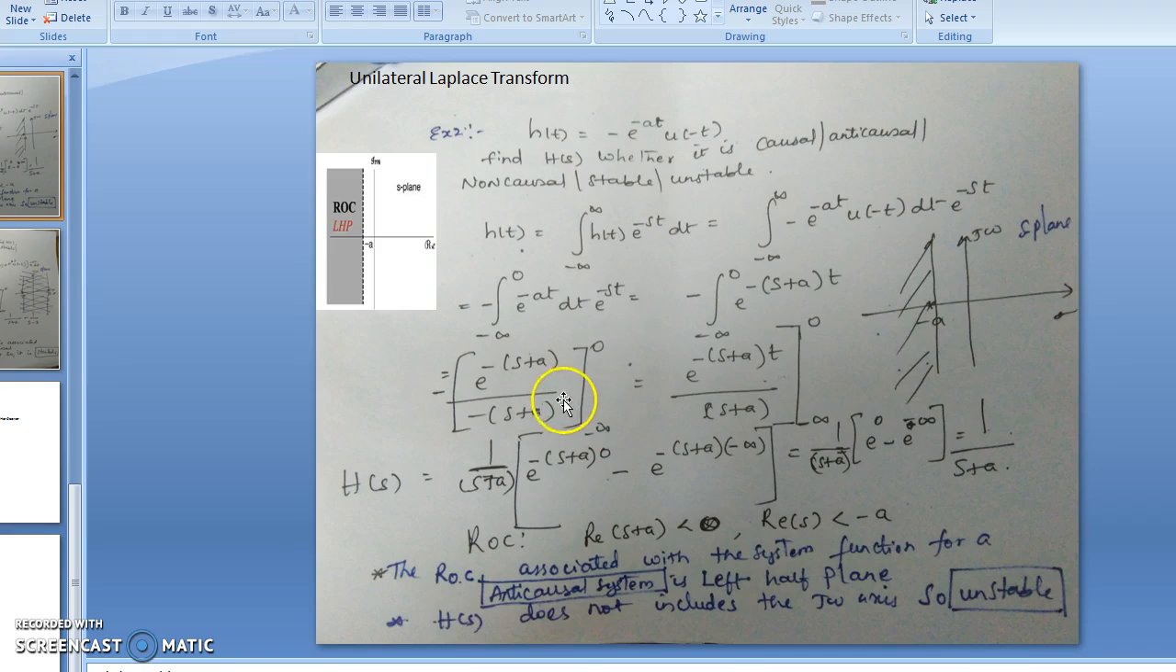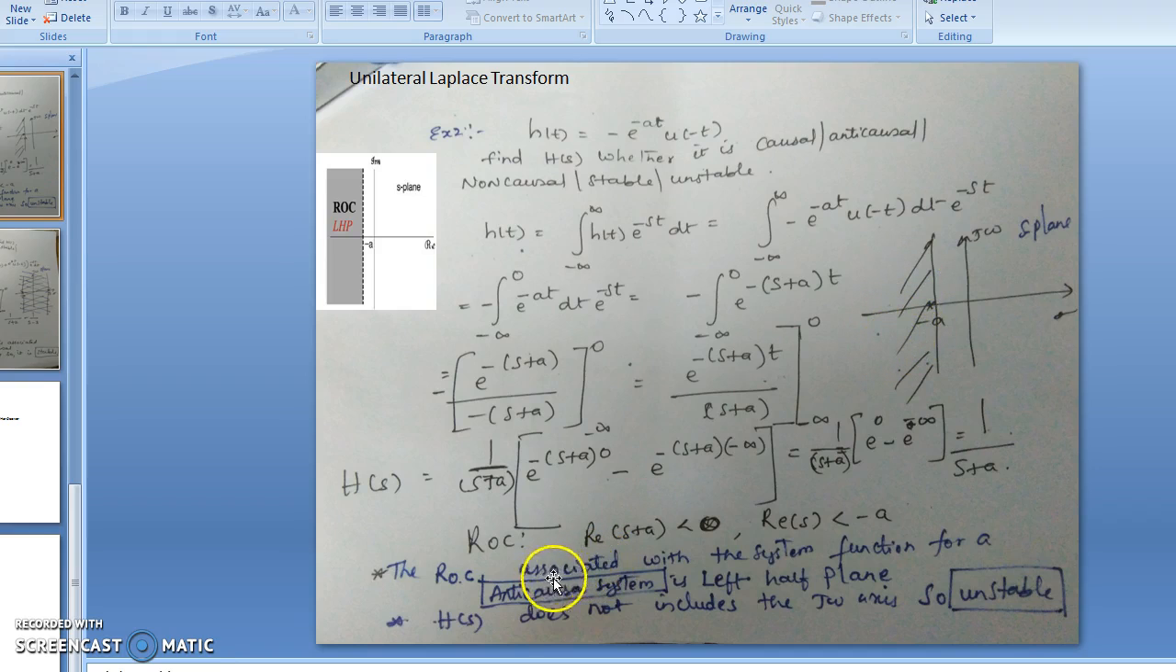Now when we substitute for t the limit minus infinity to 0, the ROC will converge for negative values, that is less than 0. So ROC is real value of s less than minus a. Now when we plot j omega versus sigma in the S plane, the pole is minus a. Now ROC exists for less than minus a. So this is my ROC.